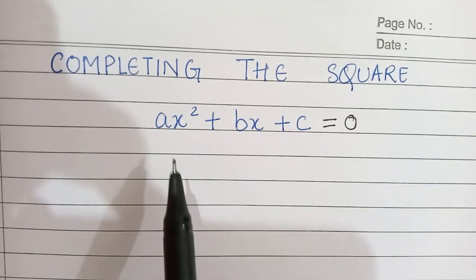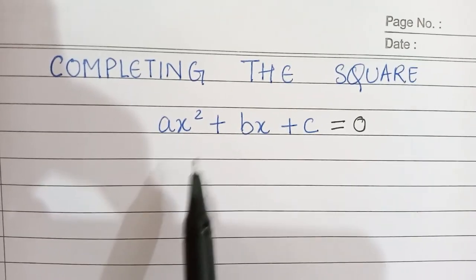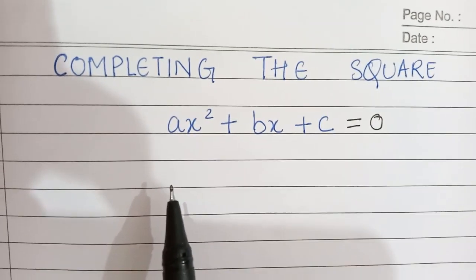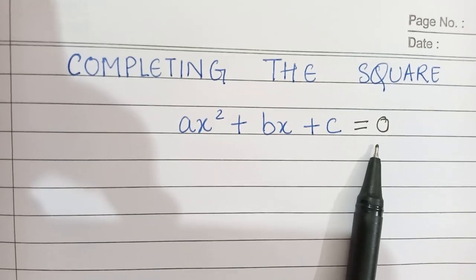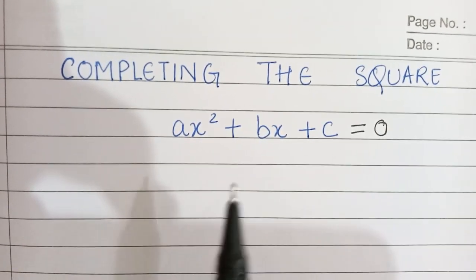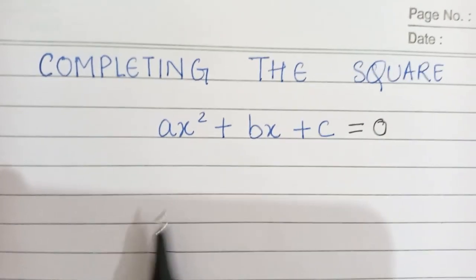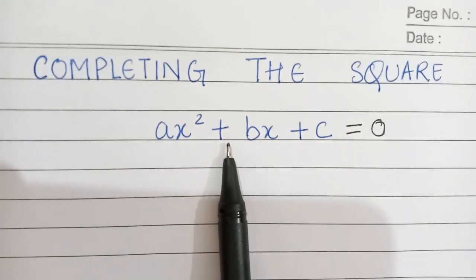Now, in this method, completing the square, there are three simple steps that you have to follow to take out the roots of the equation. This is a general equation. Like this, you will be getting the question in the exercise. So this is a normal quadratic equation, and let's see what the first step is.